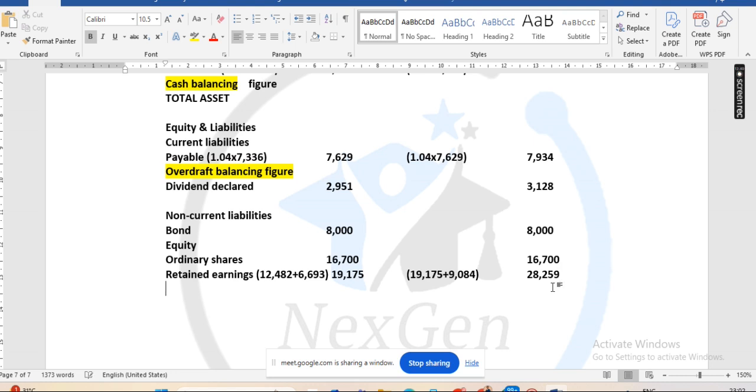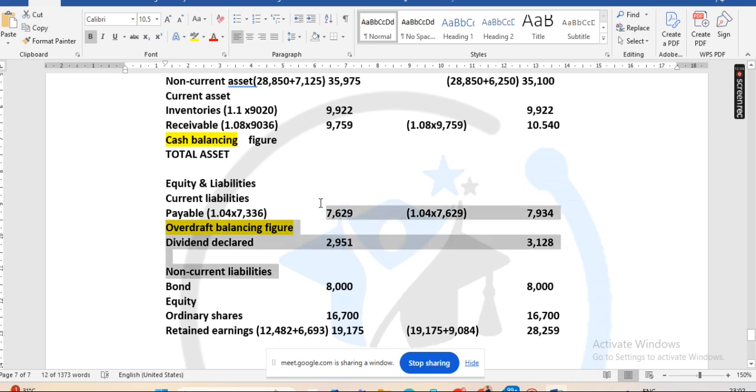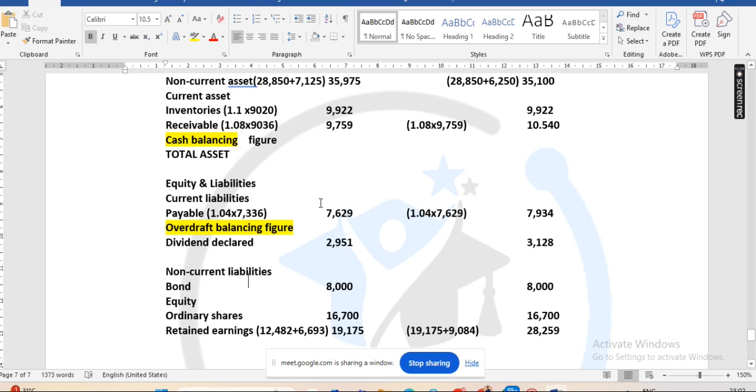Now, this is all the total equity. In this case, we can now test. Don't forget, all this will be from your equity and liability. What is the total? Now, let's check. Total equity and liability.